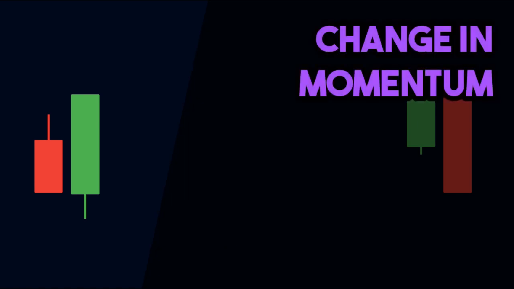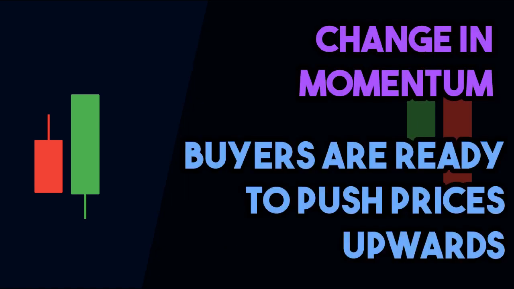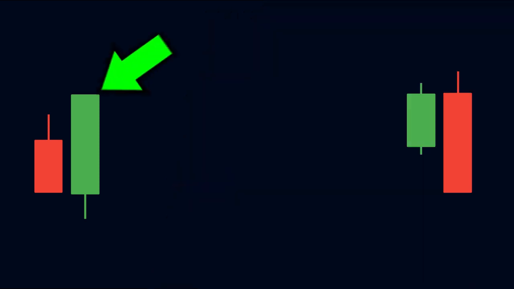Let us understand the meaning behind this. Firstly, we see this small red candle. The small size of the candle shows that the sellers have exhausted. Now the asset opens on the next candle, and the buyers push the price upwards. The buyers are so powerful that they manage to close above the body of the previous candle. Hence, this shows that there has been a sudden change in the momentum of the stock, and the buyers are ready to push the prices upwards. Therefore, our objective is to enter a buy trade above the high of the green candle.